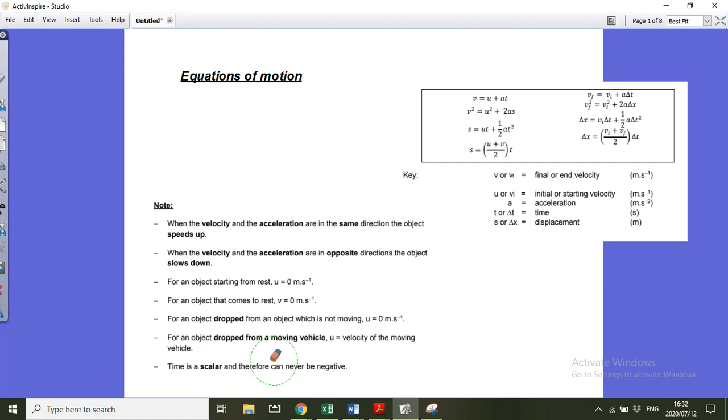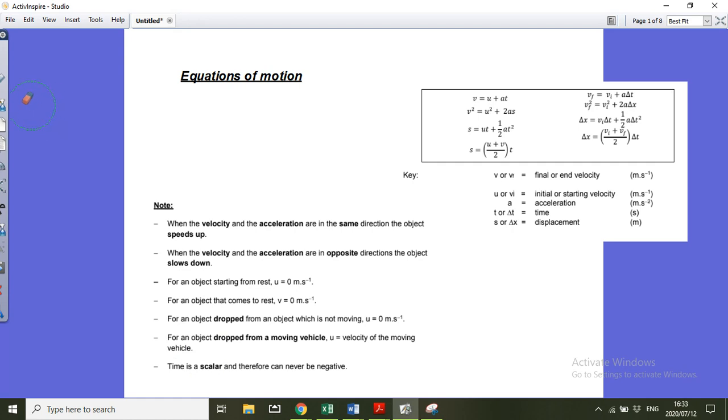Then the next thing that you need to remember is that time is a scalar. So if you end up with a negative answer for time, you need to remember, it's either happened before we started looking at the object, which is not relevant for our science that we do, or you've made a mistake in your question. So please, if you end up with a negative time, it means that somewhere you've swapped signs around.